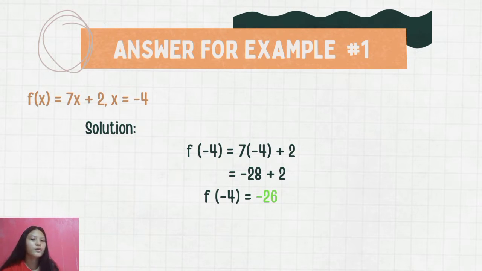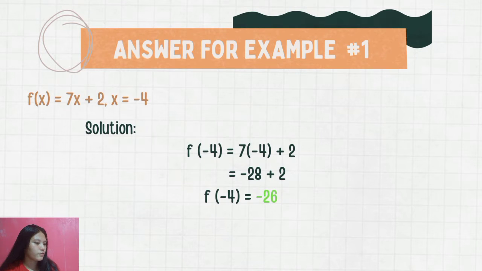Why? Because according to the rule of integers in multiplication, different sign, negative, and same sign, positive. Since 7 is positive and 4 is negative, it will be negative. So it is negative 28 plus 2. Copy the constant term. We have nothing to change about it. Negative 28 plus 2 is equal to negative 26.